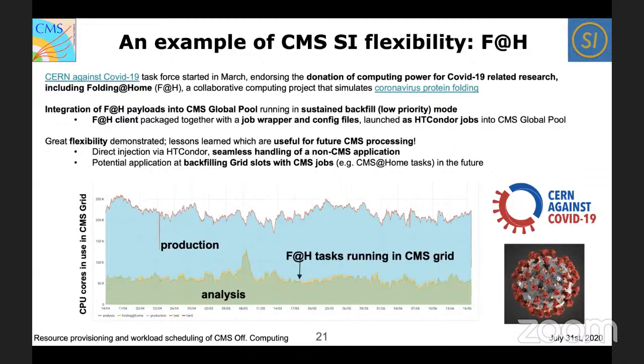So we not only hope to have helped in the fight against COVID-19, but it also demonstrated nice things about the pool. Lessons were learned about how we can seamlessly handle non-CMS applications and new applications, and this will be useful for future CMS processing. For example, in backfilling grid slots with lower priority CMS jobs, which is what we did with the Folding@home tasks that you can see here at a very small fraction of the pool, but nevertheless, they are filling the holes that are left by our main production and analysis workflows.